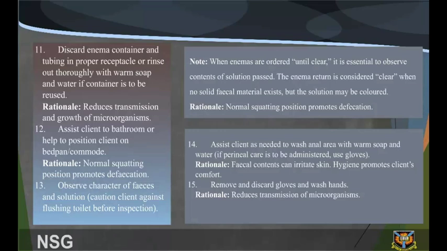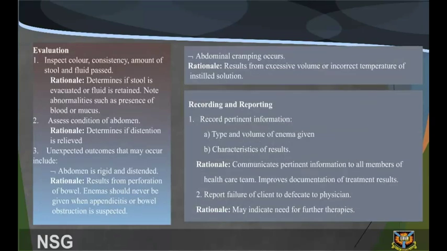Assist clients as needed to wash anal area with warm soap and water. If perineal care is to be administered, use gloves. Fecal content can irritate skin. Hygiene promotes client comfort. Remove and discard gloves and wash hands. Reduces transmission of microorganisms.